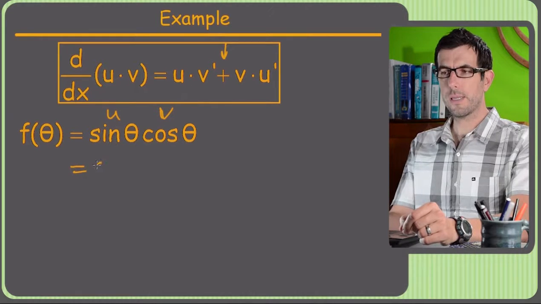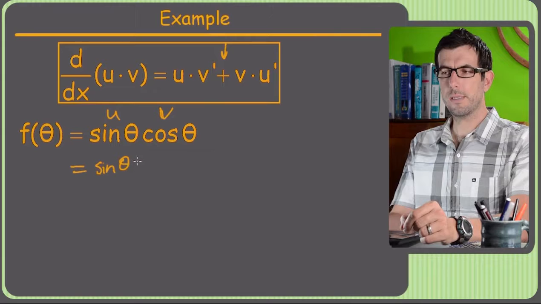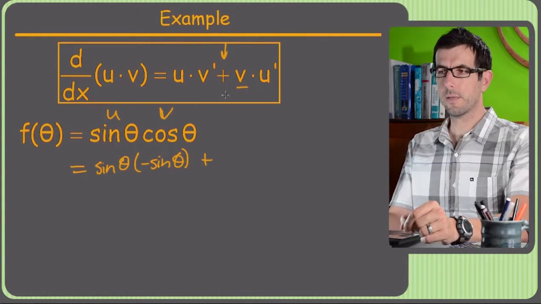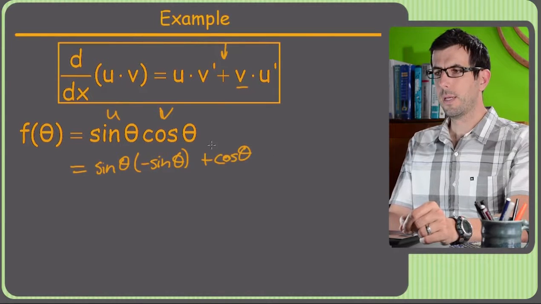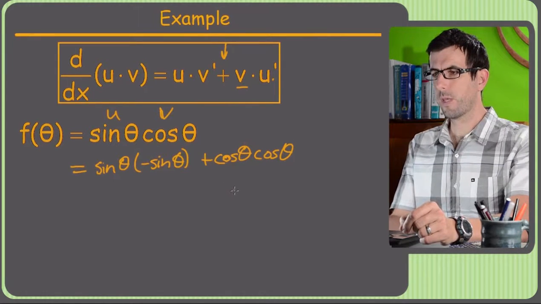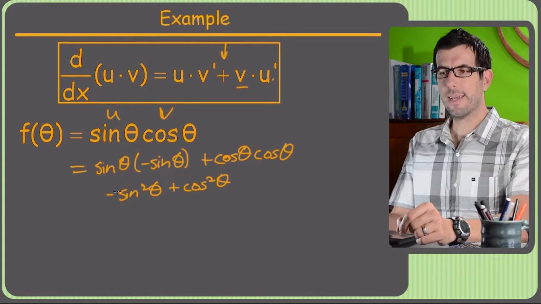So we got u as sine theta, and then v prime, the derivative of cosine, is negative sine. Then we're going to add v, which is cosine theta, times u prime, so the derivative of sine is cosine theta. All right, so we got negative sine squared theta plus cosine squared theta. Aha, I see something.